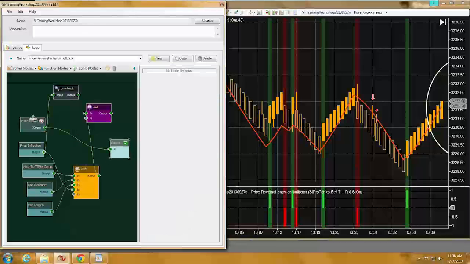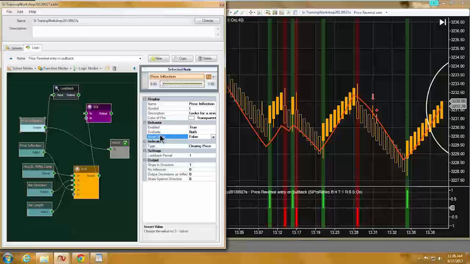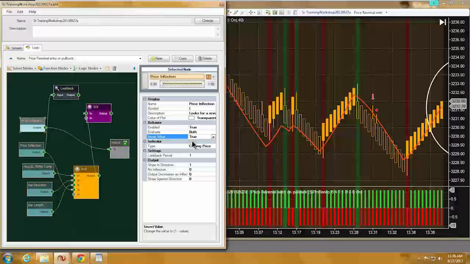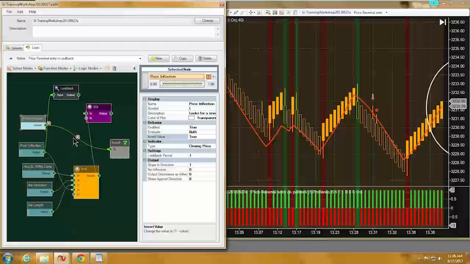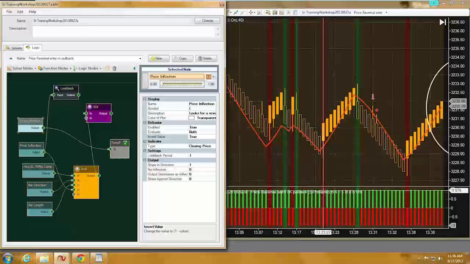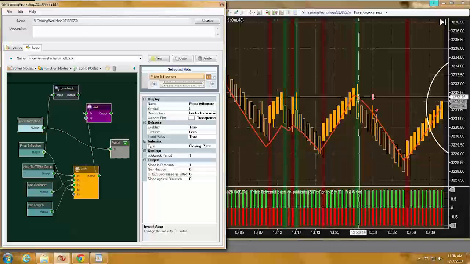So I'm going to rethink this again. Let's see, I'm going to test using the invert value. Yeah, there we go. Okay, so if I use the invert value on this extra inflection solver, I can see that I no longer have a long signal on this reversal bar. If I look down here, the long signal is missing when it reverses up.